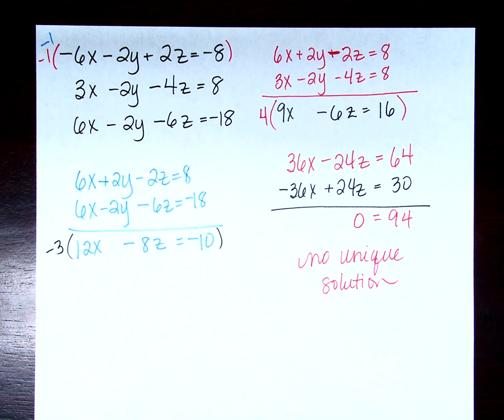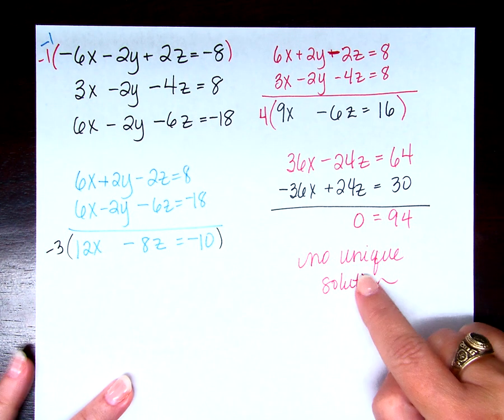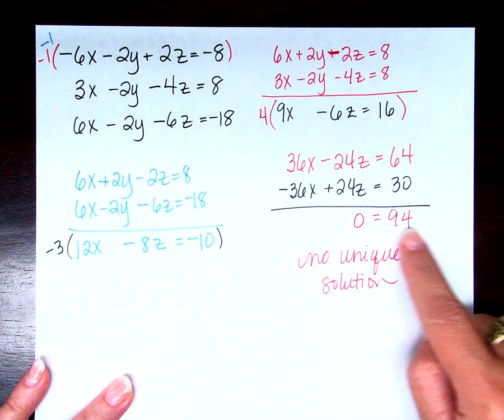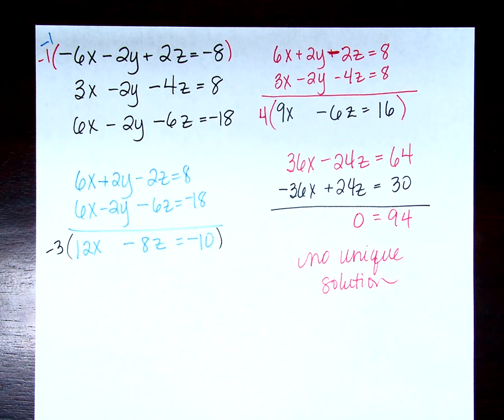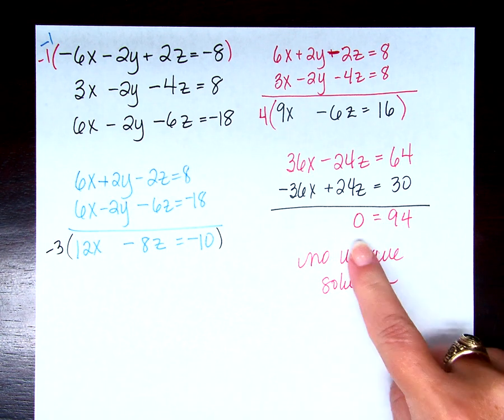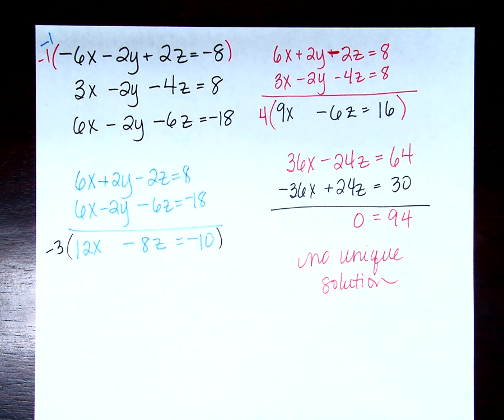intersect at all, right? What we just discovered by saying 0 equals 94 is that there's not one point that they intersect at. We don't have enough information to know if they intersect at all. We know that 0 does not equal 94, so there's not a unique solution. There's not an ordered triple that we can write down. Does that make sense? Okay.